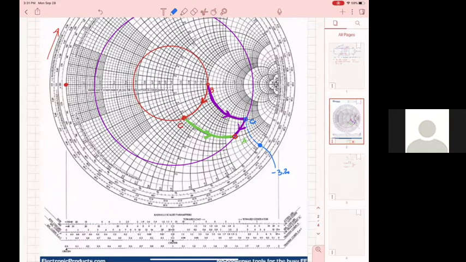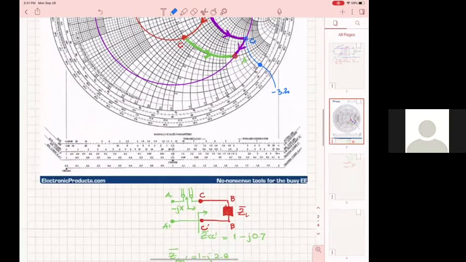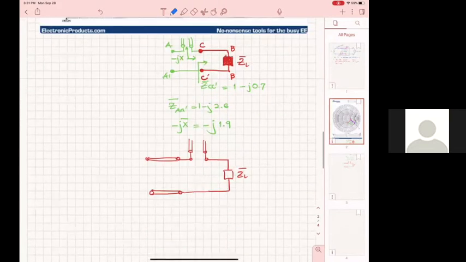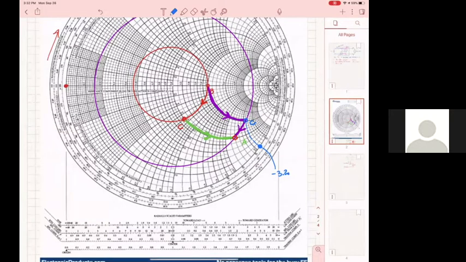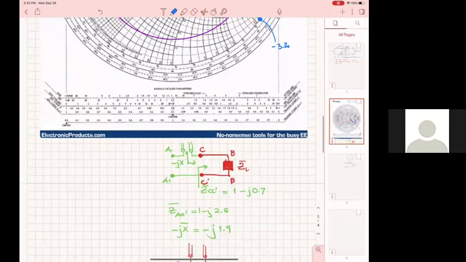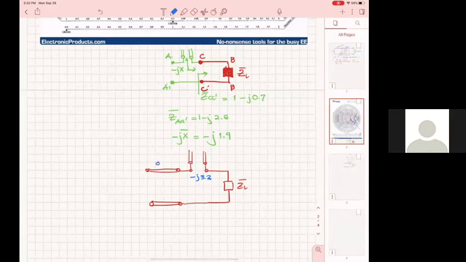So I will have to add a reactive part that gives me minus J3.2, put it here, and then move on a transmission line by this amount until I go from C to A. And this is the distance that will give me the dimension of the transmission line here.